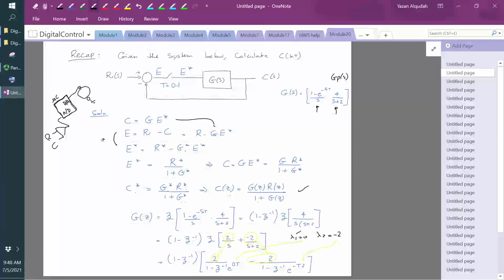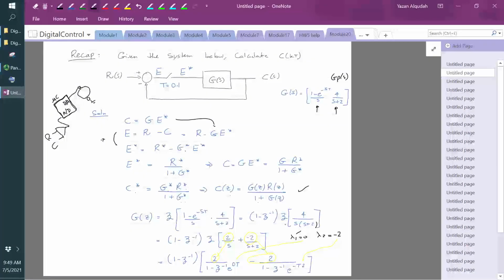Now what is G of Z? I can calculate G of Z using the residue method. G of Z is equal to the Z transform of (1 minus e to the negative ST) over S, this is from the zero order hold, multiplied by 4 over S plus 2, which is the transfer function GP of S. Now I can write it, taking this numerator out, as 1 minus Z to the negative 1. This S, I'm going to add to the transfer function. So I'm going to get 4 over S multiplied by (S plus 2).